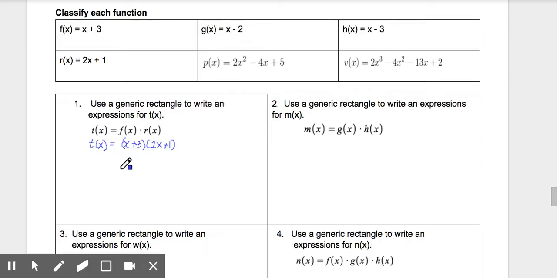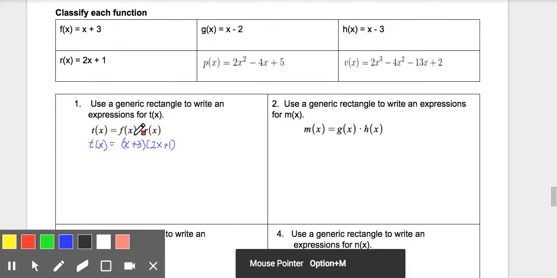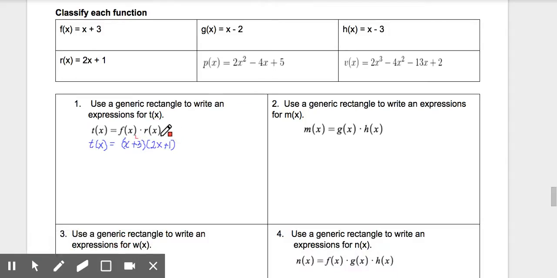Now we're going to use a generic rectangle to find the product of the two expressions. So we're going to think of x plus 3 as the length and 2x plus 1 as the width of the rectangle. So we'll have here a rectangle. Length is x plus 3 and the width is 2x plus 1.